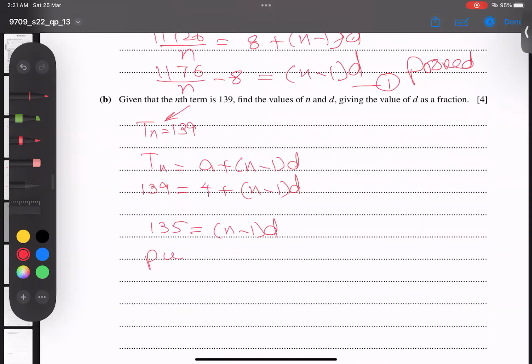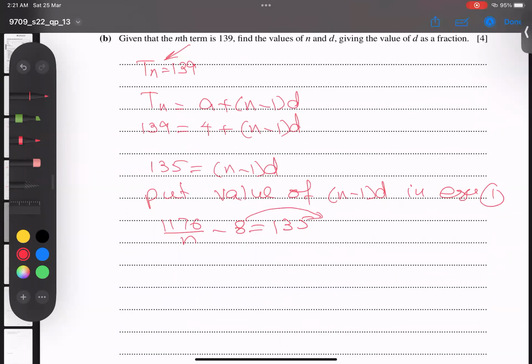I'm saying put the value of n minus 1 into d in equation 1. Because it matches, I replace 135 here. So 1176 by n minus 8 equals 135. Now 8 will go and add here. So if I add, I get 143.